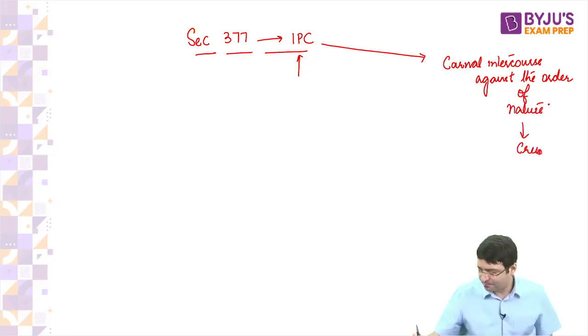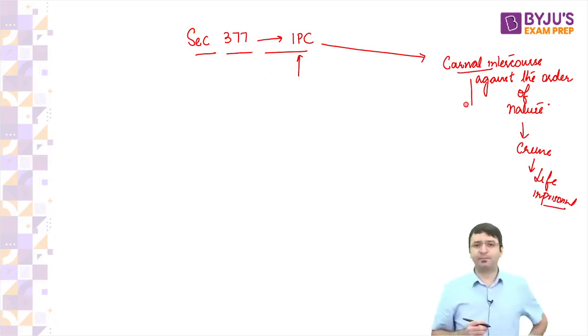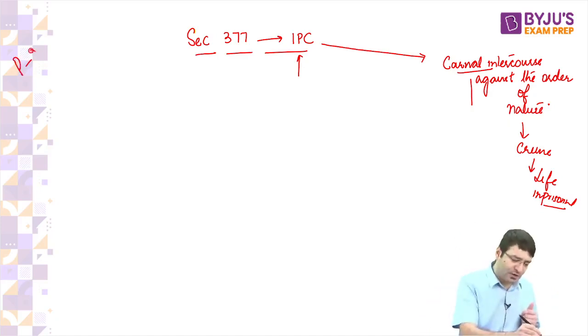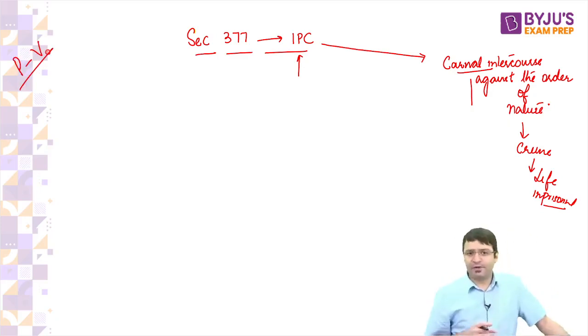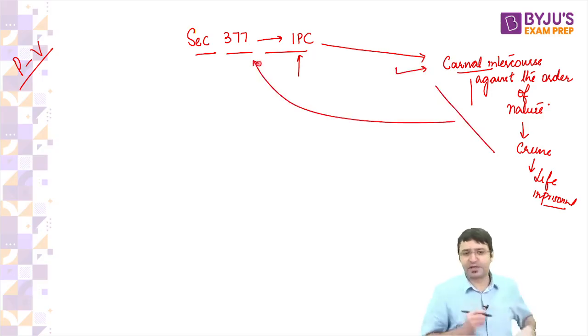It is a crime for which you can be sentenced to life imprisonment as well. What is a carnal intercourse against the order of nature? Any sexual interaction which is not peno-vaginal in nature, which does not involve the two organs of male and female, is a carnal intercourse against the order of nature. It's a crime under Section 377 of the Indian Penal Code.